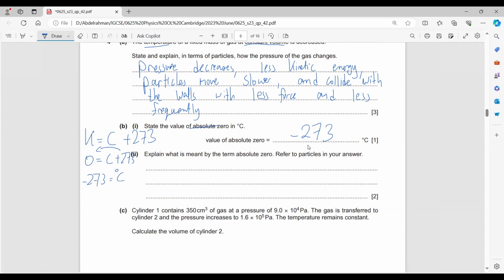What is meant by the term absolute zero? That's a really important definition. What do I mean by absolute zero? It is the lowest possible temperature.